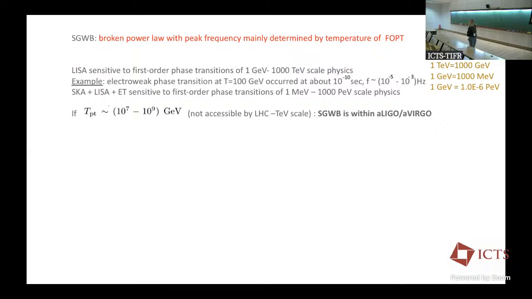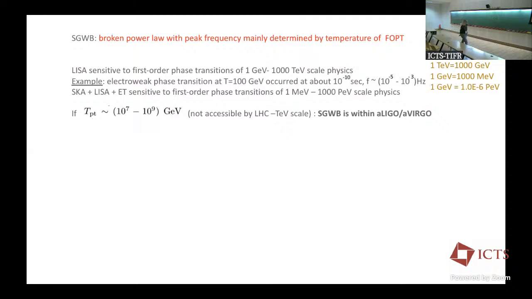That's, for instance, if you have phase transitions between 1 GeV and 1000 TeV. And as an example, electroweak phase transitions at 100 GeV will lead to gravitational waves which are in the millihertz or even lower frequencies, so they are within the LISA kind of detectability.